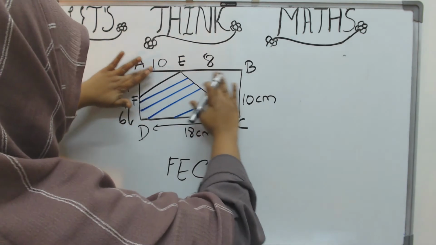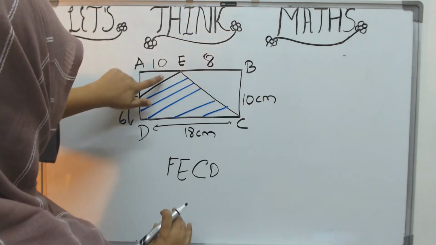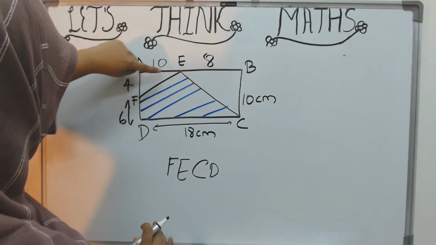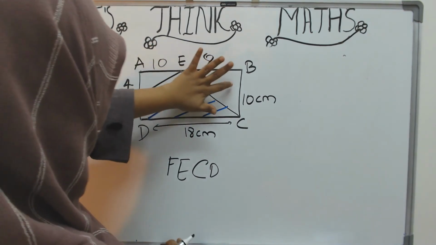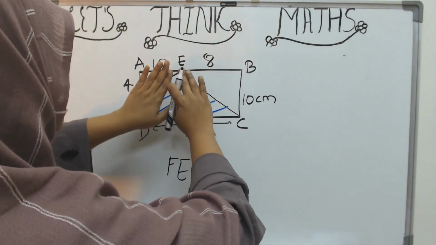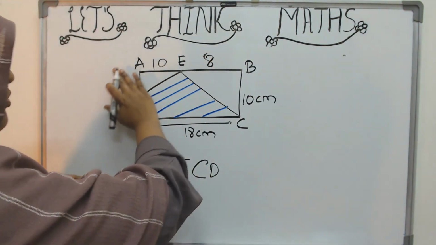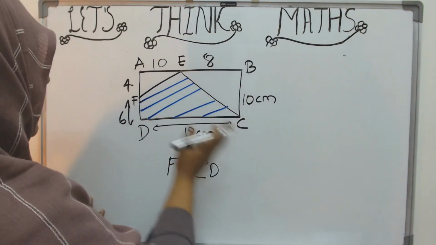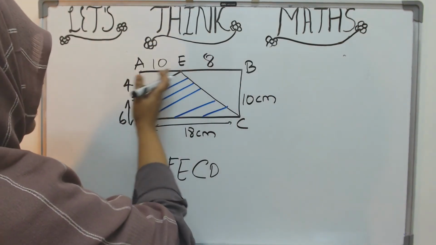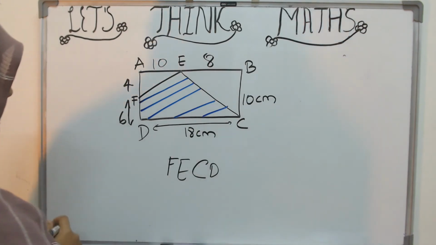Look at the places which are excluded. What are the two sections which are excluded? There is this section and there is this section. So what if we find the area of the complete figure and then subtract these two figures from it? Then that should give us the answer.